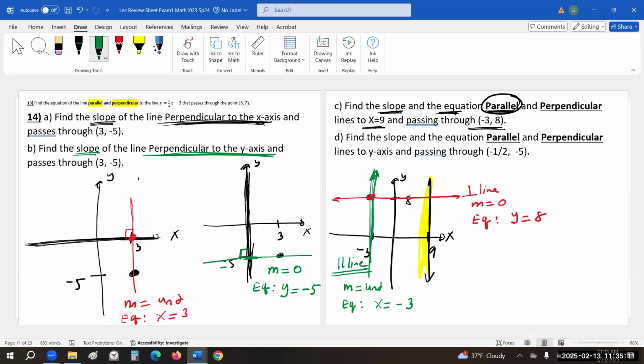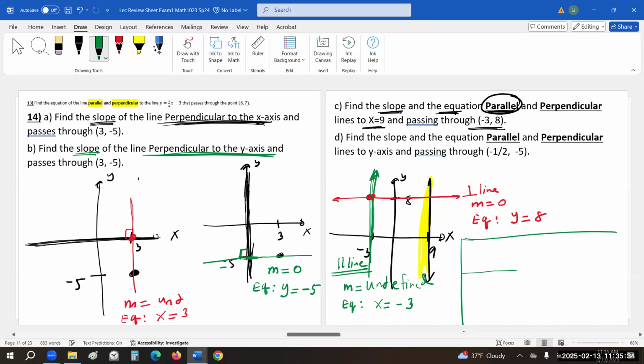Okay, Anthony. Oh, this one undefined. Undefined.